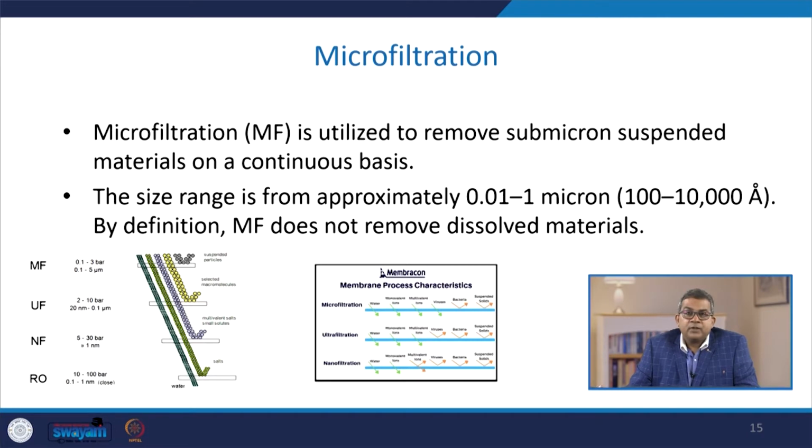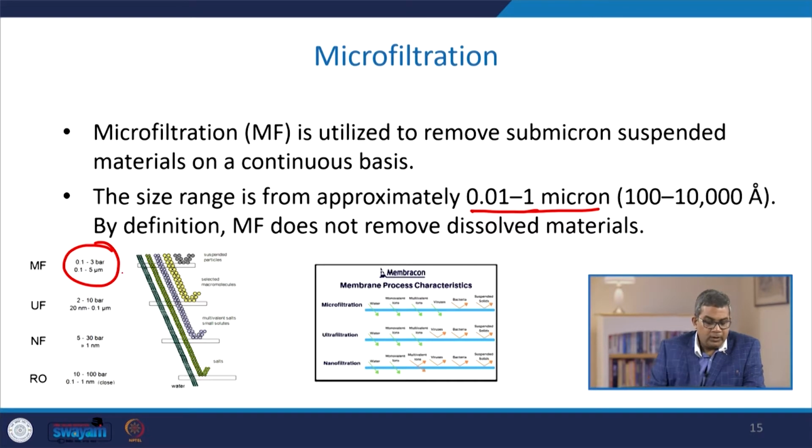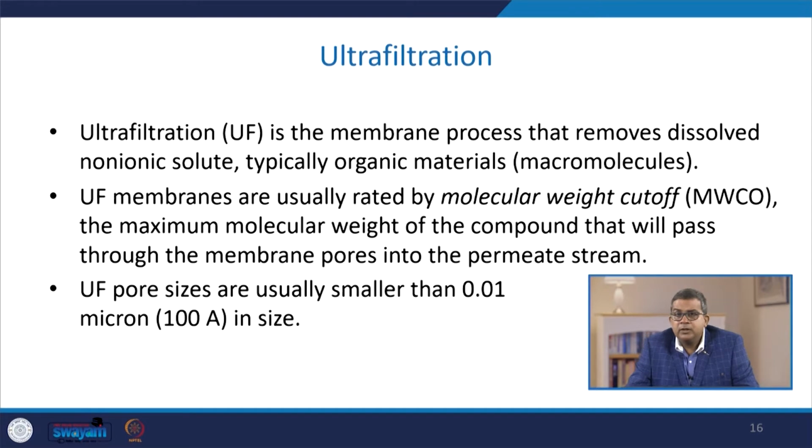Microfiltration is utilized to remove submicron suspended material on a continuous basis. The size ranges from approximately 0.01 to 1 micron or 100 to 10,000 angstrom. By definition, microfiltration does not remove dissolved materials. You can see the different specifications: microfiltration is 0.1 to 3 bar, 0.1 to 5 micrometer. Similarly, ultrafiltration is 2 to 10 bar in pressure and 20 nanometer to 0.1 micrometer. Nanofiltration is 5 to 30 bar, greater than 1 nanometer, and reverse osmosis is 10 to 100 bar, 0.1 to 1 nm, that is very close. Now, let us have a brief discussion about ultrafiltration.